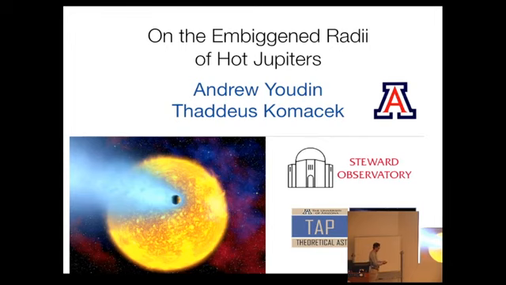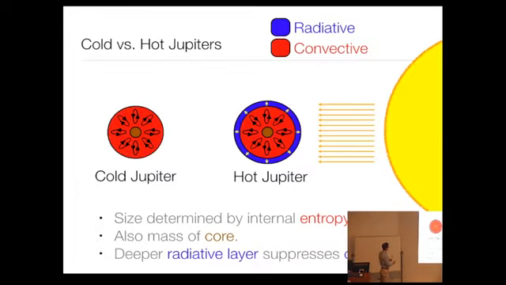So I'm going to describe this problem in general, including some work I'm doing with Tad here, who we've seen is quite an expert in hot Jupiters from all the talks today. So I'll start with a little background, right? What makes cold Jupiters different from hot Jupiters is that colder Jupiters are objects that are more or less fully convective up to their photospheres.